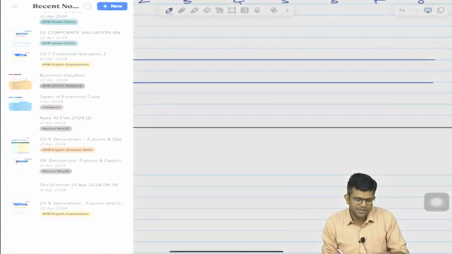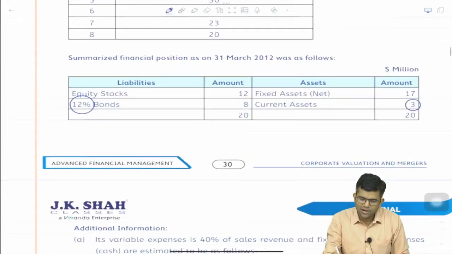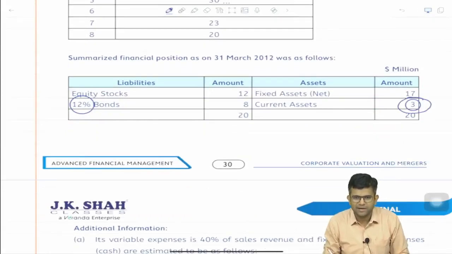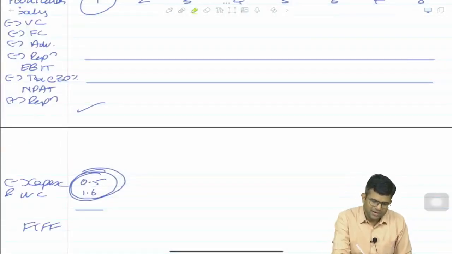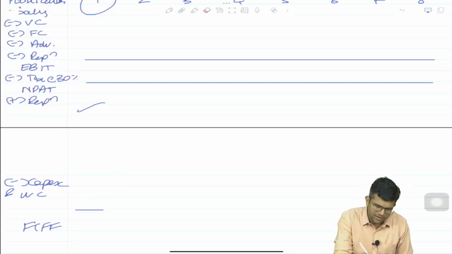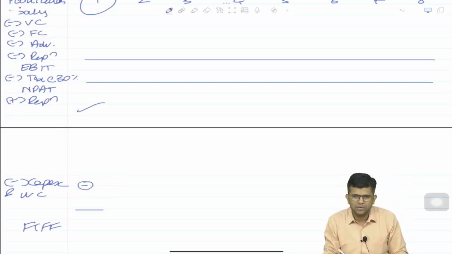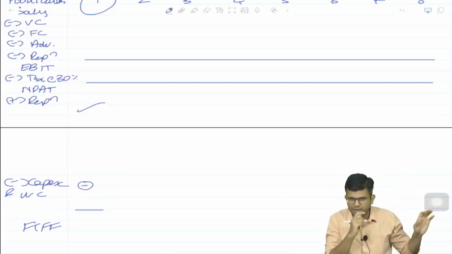But then ICAI is saying, arey, uncle has already given you 3 million, use it. Everybody clear? So if 3 million is already there, then do you realize that in year 1, capex and working capital combined, I will not be required to use anything. Everybody clear now? I already have money.